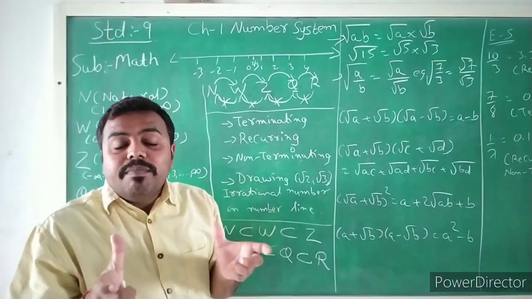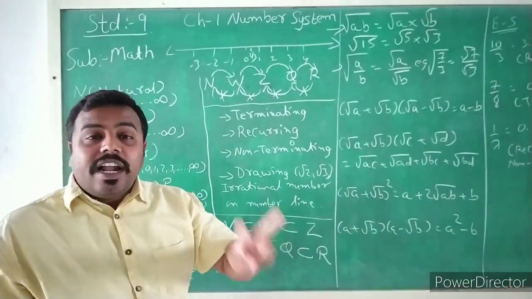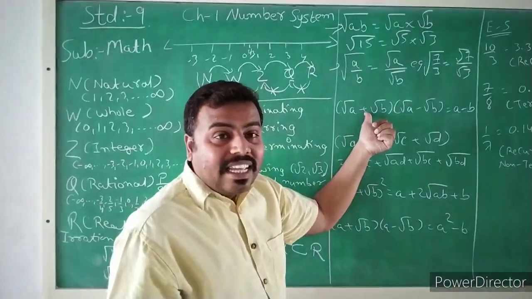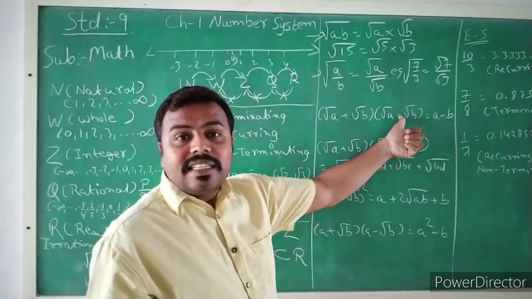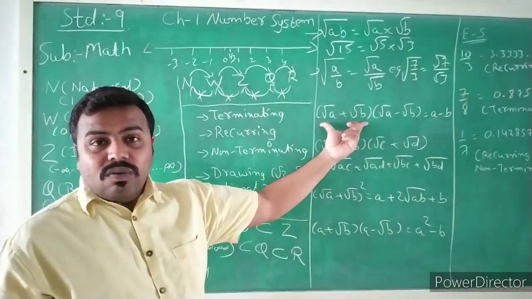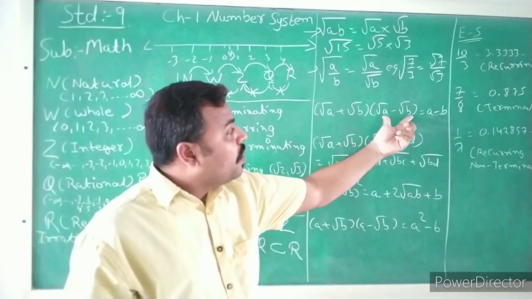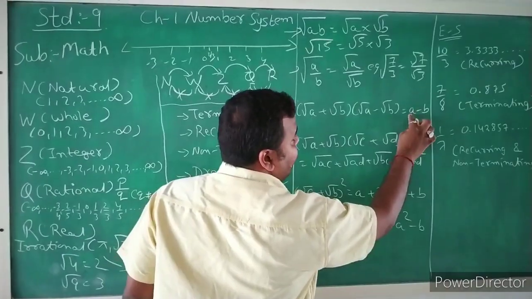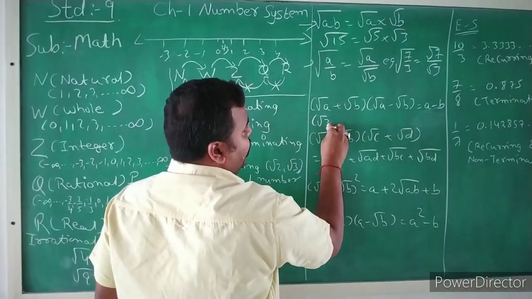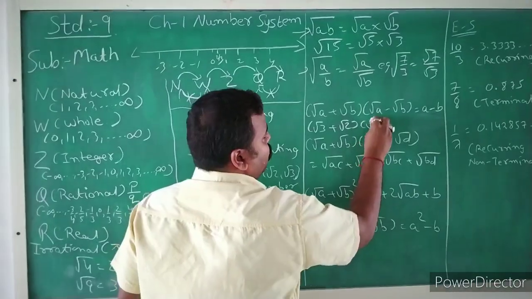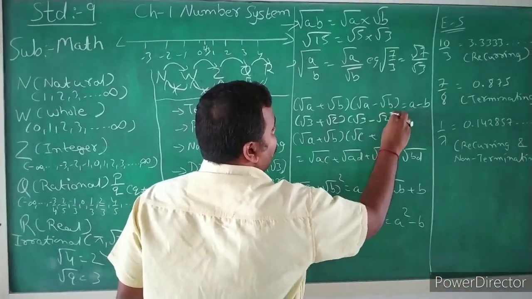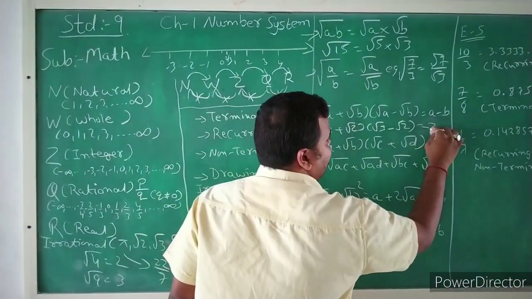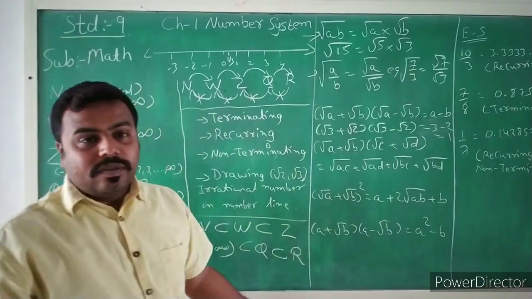Next is if in brackets 2 numbers are given such that both the brackets have the same numbers but the only difference is the sign in between. Here it is positive, here it is negative. That is, under root a plus root b, root a minus root b. Then the simple method is that the square roots you have to remove, that is a minus b. Say for example, here it is root 3 plus root 2 and in the next bracket root 3 minus root 2. So simply this under root we will remove, that is 3 minus 2. Our answer will be 1.